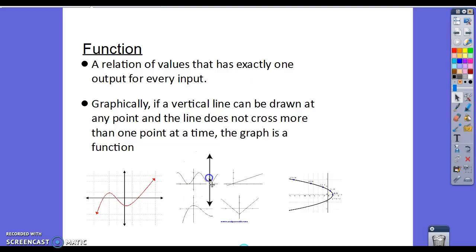Okay, that one's good, that one's good, that one's good, this one's good. Okay, what about this guy right here? Oh, wait a minute, that one hits it twice. It hits it right here and right here. So this guy is not a function. That one's no good. Okay, the rest of these are good because when I took a vertical line and held it anywhere in the graph, it was working. Let's go ahead and move this guy back.